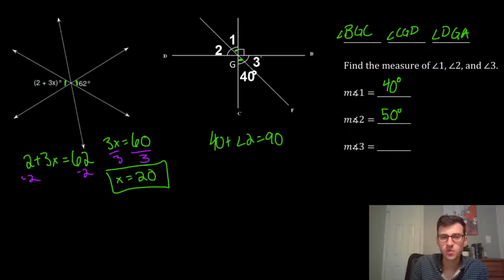Same with angle 3, right? 40 plus something is 90. Angle 3 is 50 degrees. Or you could use vertical angles again, right? These vertical angles here and here.